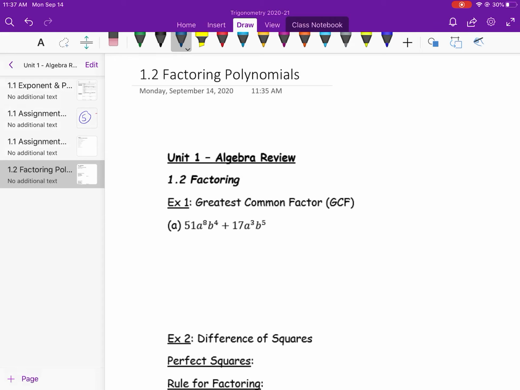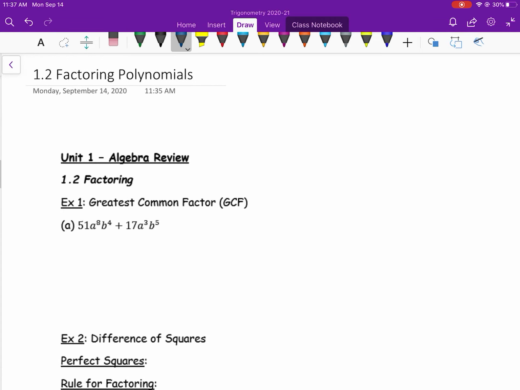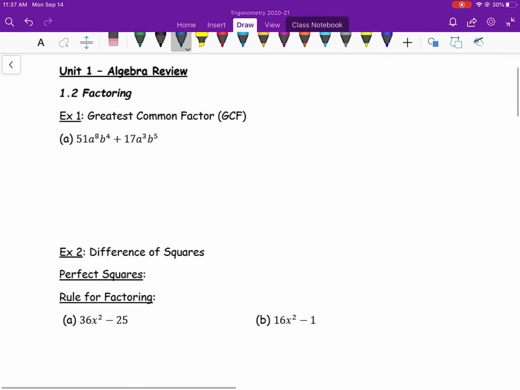Alright, today's lesson is factoring. Another Algebra 1 and Algebra 2 review. We're going to start off by factoring the greatest common factor. That means we're going to look at each term and see what they share in common.